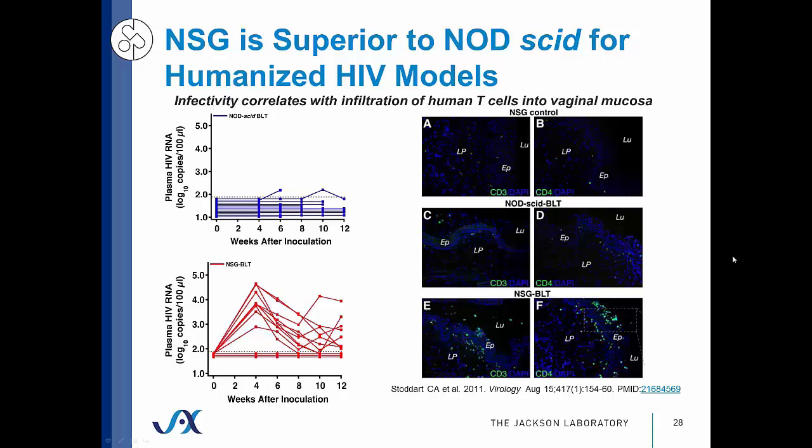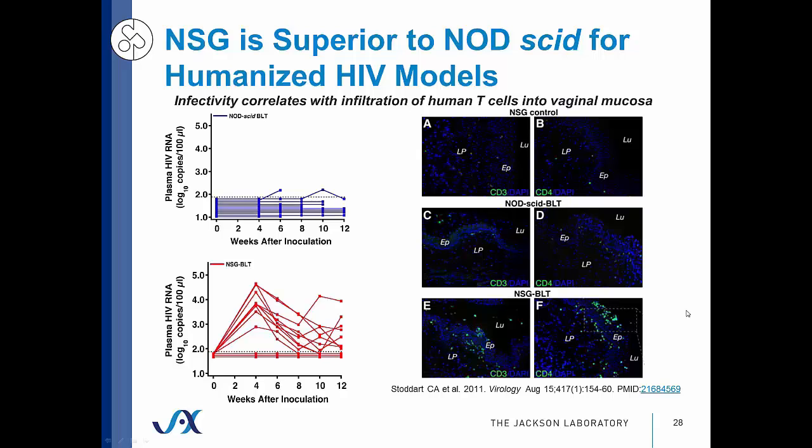So they also did some staining for CD3 total T cells and CD4 positive T cells in the vaginal mucosa of non-scid BLTs and NSG BLT mice, and they see much higher levels of staining of total T cell populations in the NSG BLT mice as compared to non-scids, and they saw the same for the CD4 positive T cell populations, indicating that not only can you use this model for studying HIV infection, but also for studying human immune cell responses in response to HIV infection.